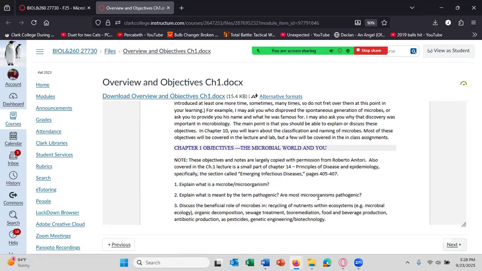And then, are most microorganisms pathogenic? That's also an easy question, and we'll talk about those a little bit. But discuss the beneficial role of microbes in recycling nutrients within the ecosystem. That's not a one sentence answer. So some of them are general, but if you can answer these questions, you have to turn them into a question, then you should be doing well on the exam.